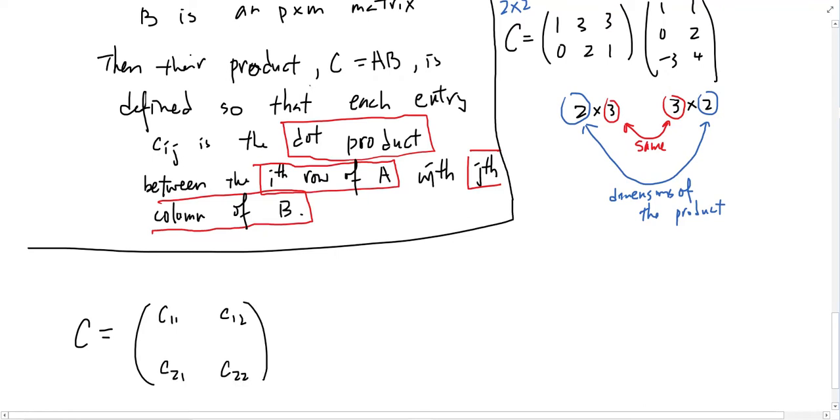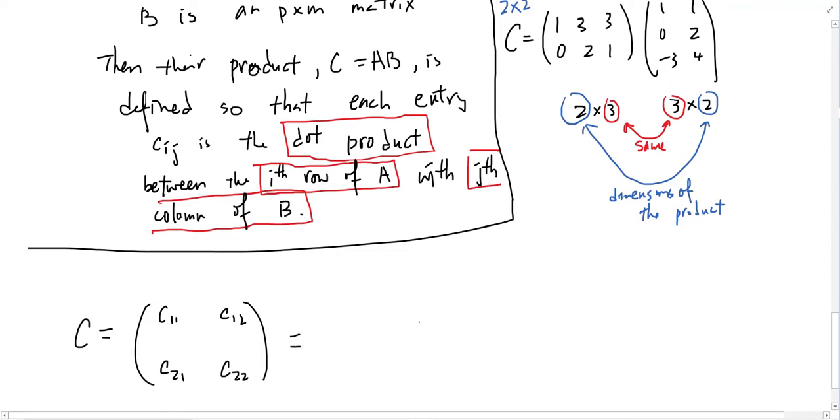And based on that definition, each entry inside C is a dot product of the ith row and the jth column. Ith row of A, jth column of B. Or in this case, read A as the first matrix, B as the second matrix. Don't get too tied down on A and B, because I could name the two matrices U and V, P and Q, M and N, or any name I choose. So here's the row of the first matrix and column of the second matrix. That's the important part.